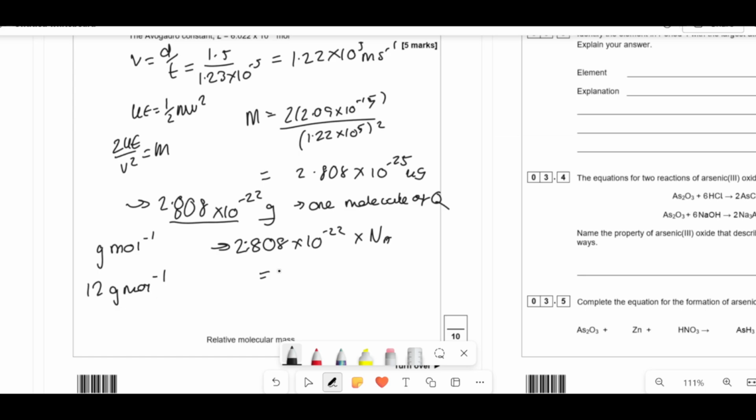If you do that, you should get 169.06, which is roughly 169.1. Always try and follow a similar number of significant figures or decimal places as the question's given you.